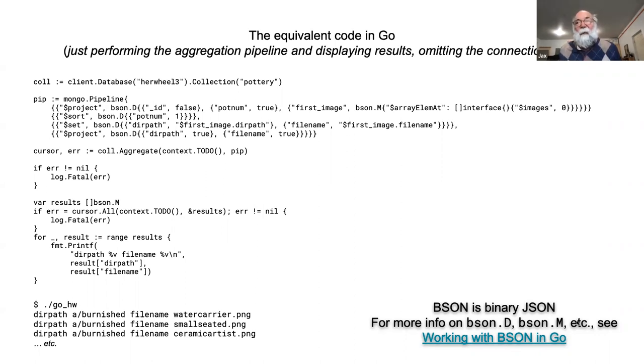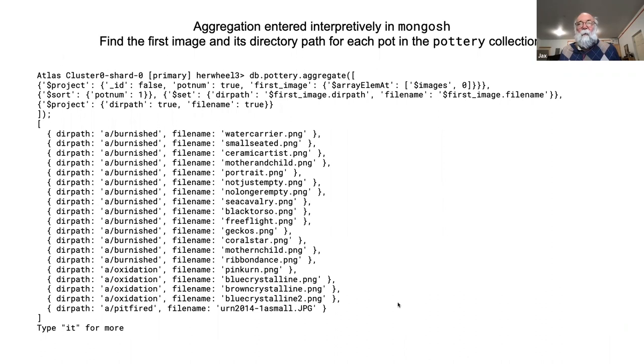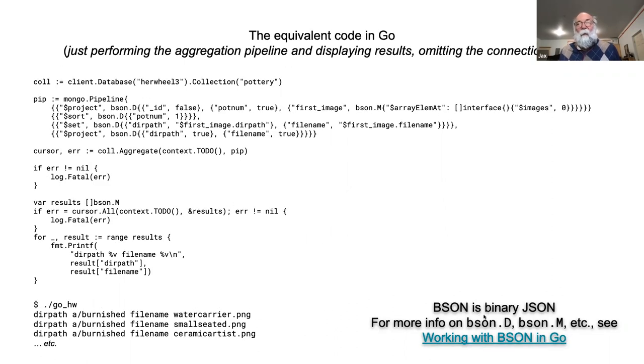For more information on bson.D, bson.M, there's a nice link to working with BSON and Go, and they explain to you what you have to do to work with the binary form of JSON inside the Go driver. Whereas it's sort of behind the scenes in the JavaScript code, you have to actually interface with it in Go.